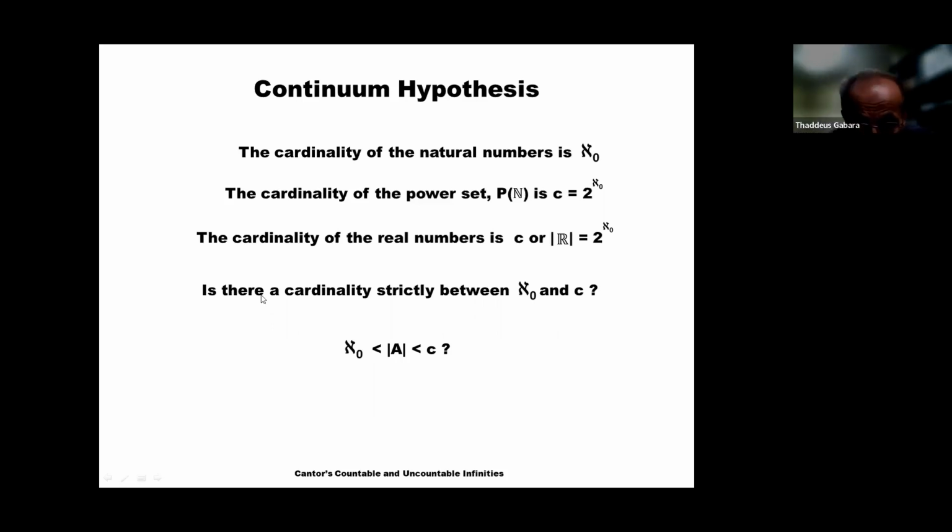So Cantor asked, is there a cardinality strictly between Aleph null and the one that contains the size of all the real numbers? Is there some cardinality that exists between this and this? And so far, it hasn't been solved.